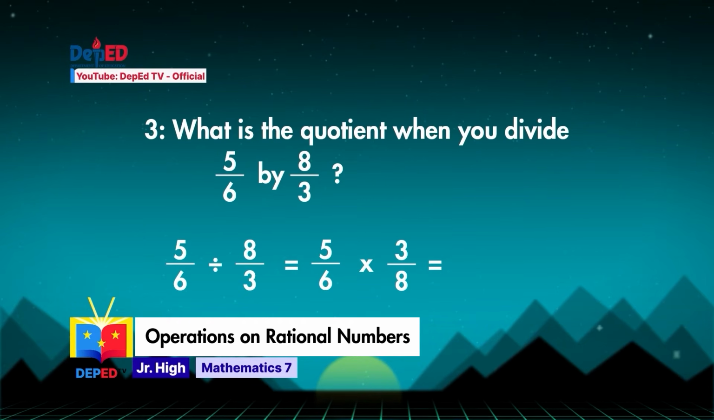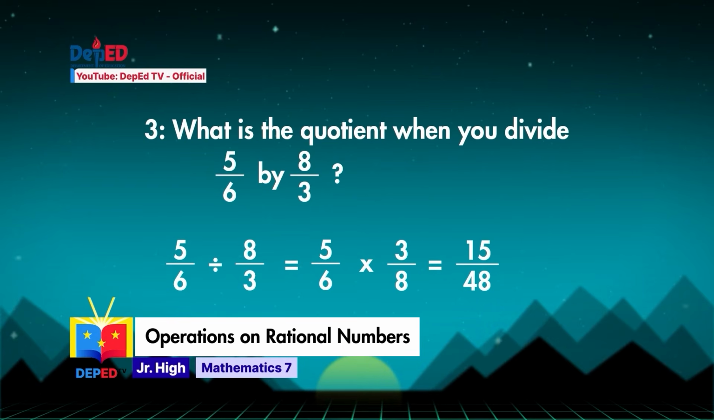Number 3. The reciprocal of 8 over 3 is 3 over 8. Then we can proceed to multiplication. 5 times 3 is 15, and 6 times 8 is 48. That is 15 over 48, which can still be written in the lowest term. So the correct answer is 5 over 16.